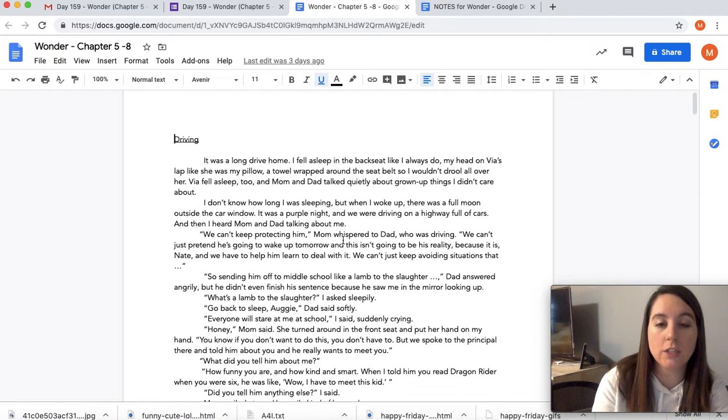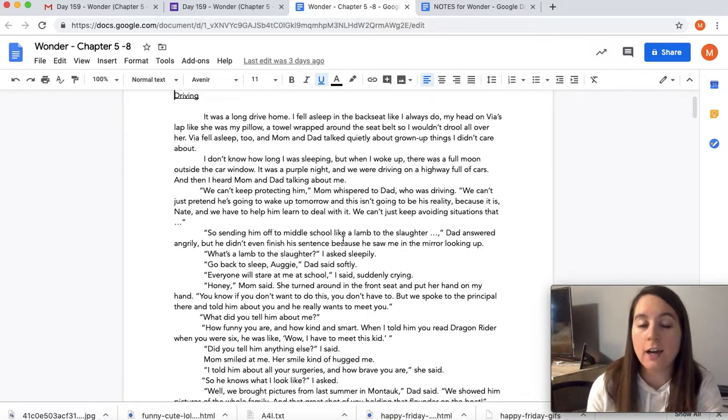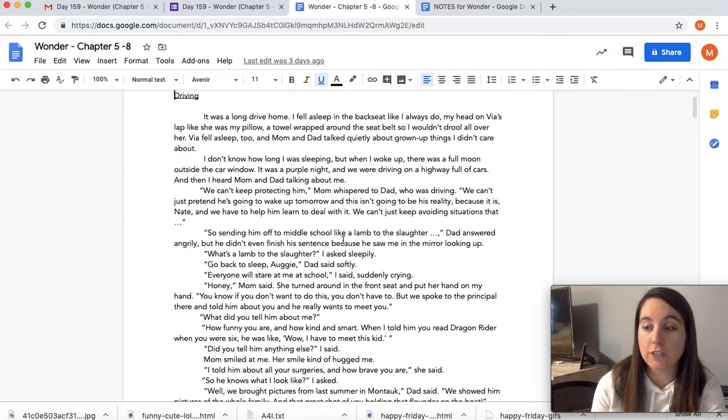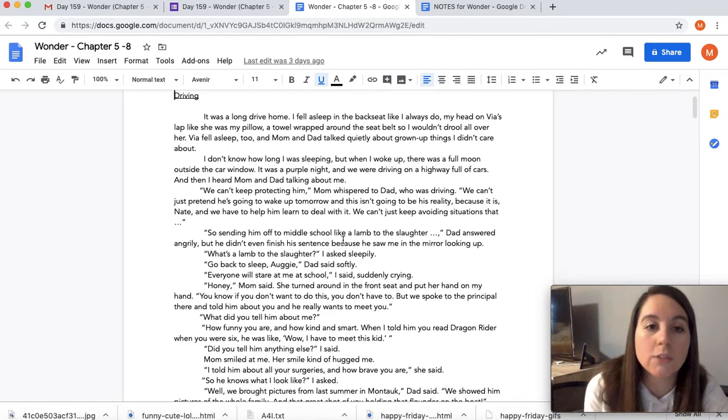So we're going to start reading where it says driving. If you remember, yesterday we left off where they were at his friend's house, and his parents were talking to his friend's mom about how the mom would like to send August to school next year. And August is just hearing about that. So we're going to start with that part of the story. They're in the car, they're driving back.